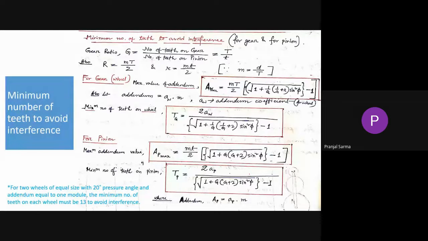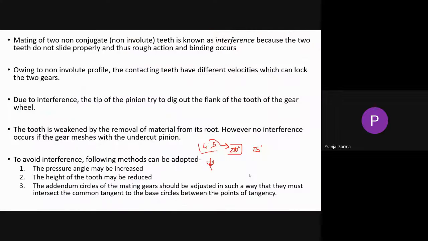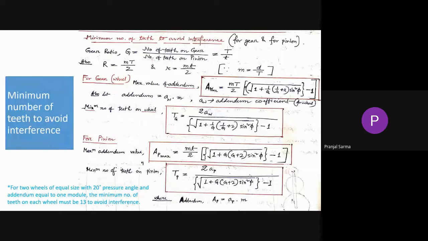So for today we'll stop here. In the next class we'll see that there is definitely a requirement of having a certain number of teeth in that particular wheel, to avoid the interference, because that also depends on how many minimum teeth there are in the gears. You cannot arbitrarily design it.